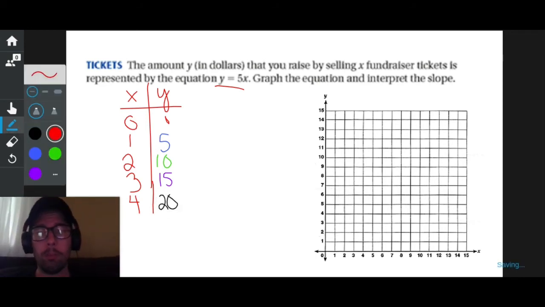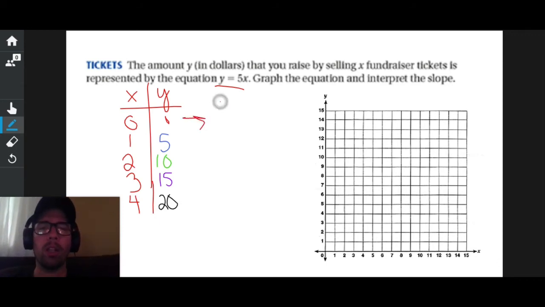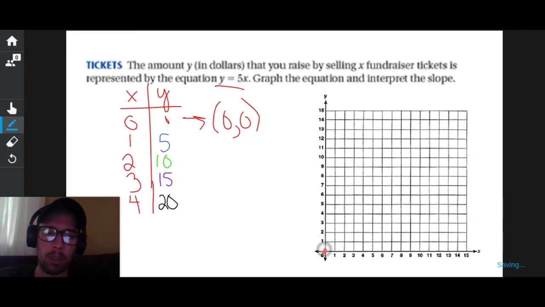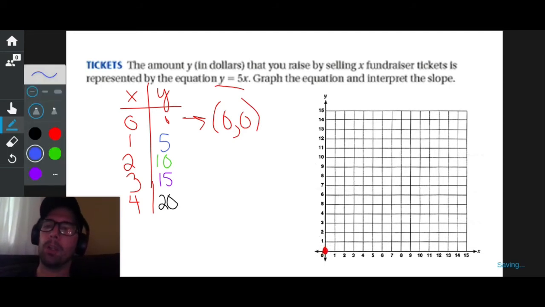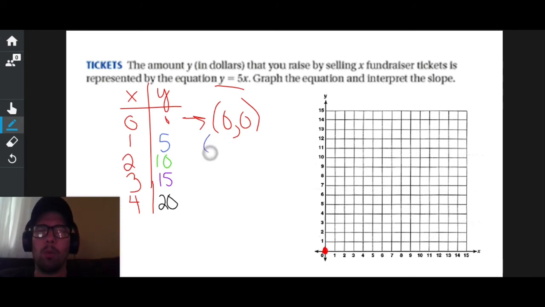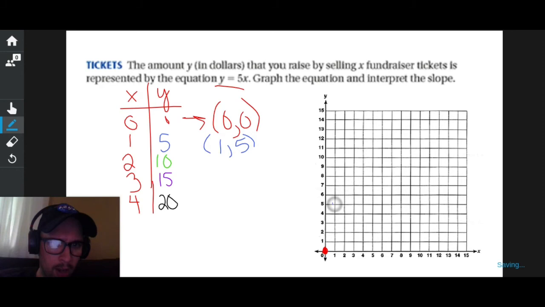So let's graph those points. Okay, that is the point 0, 0, which makes it proportional. Makes sense to me. That is the point 1, 5. So that's right 1, up 5. Put a dot there.